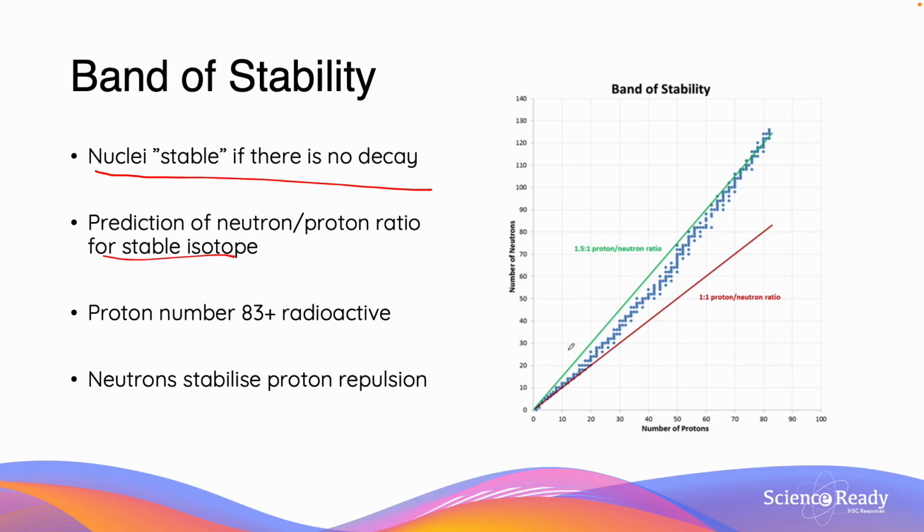If we look at the band, we notice that there are no isotopes which exist beyond a proton number of 83. This means that all isotopes with a proton number greater than 83 are going to be radioactive. And the reason for this is because at that point, the strong nuclear forces which hold together the nucleus can no longer overcome the repulsive forces between the positive charges of the protons inside of the nucleus.